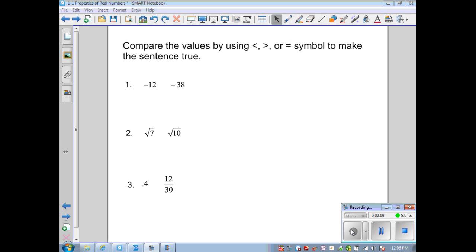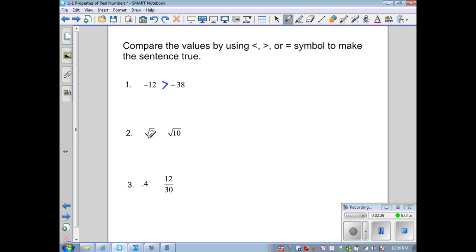Our next set of examples wants us to compare the values by using a less than symbol, a greater than symbol, or an equal symbol to make the sentence true. Number 1, -12 and -38. We know the farther left you go, or the bigger the negative value gets, the smaller that actually gets. So therefore, -12 is greater than -38.